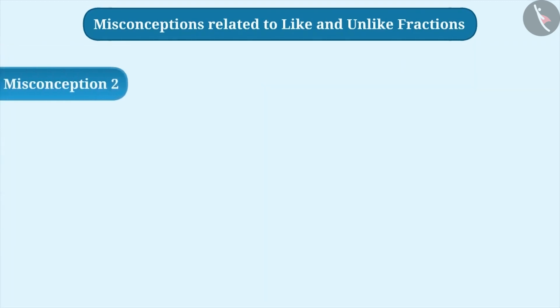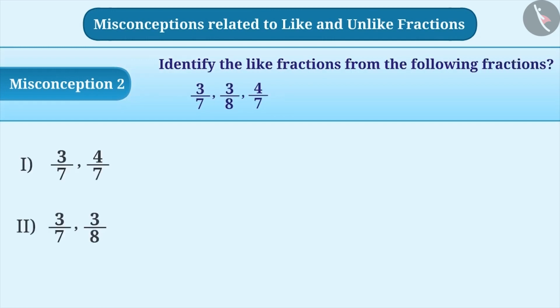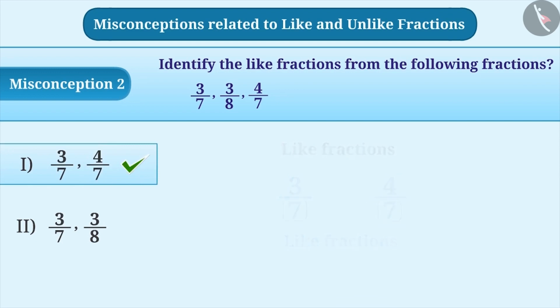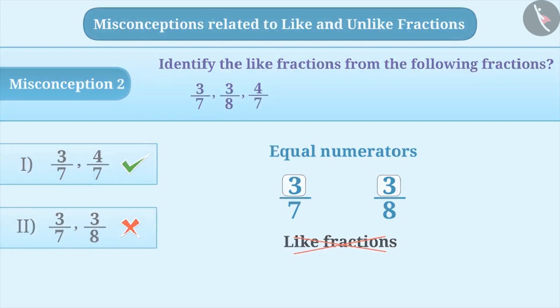Misconception 2. Identify the like fractions from the following fractions. Fractions in which the denominators are equal are called like fractions. In the given fractions, the denominators of 3 by 7 and 4 by 7 are equal, so they are like fractions. Therefore, option 1 is the correct answer. Many times there is a misconception that if the numerators of the fractions are the same, then they are like fractions. With this misconception, 3 by 7 and 3 by 8 are considered to be like fractions, which is wrong. So, option 2 is incorrect.